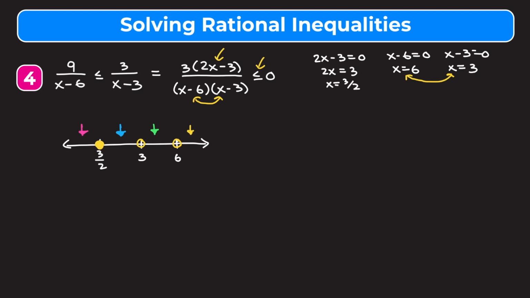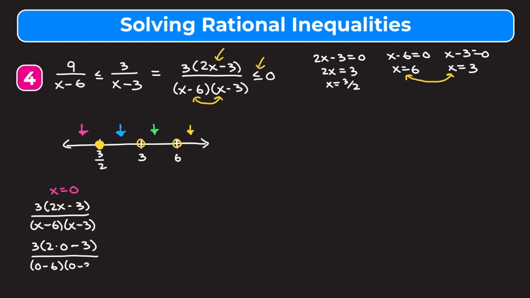So let's pick a number to the left of 3 halves. So let's just pick x equals 0 for this left part of our number line. And we're going to plug it into this factored form, which is 3 times 2x minus 3 over x minus 6 times x minus 3. And we want to figure out if it's positive or negative. So we're going to plug in 0. So 3 times 2 times 0 minus 3 over 0 minus 6 times 0 minus 3.